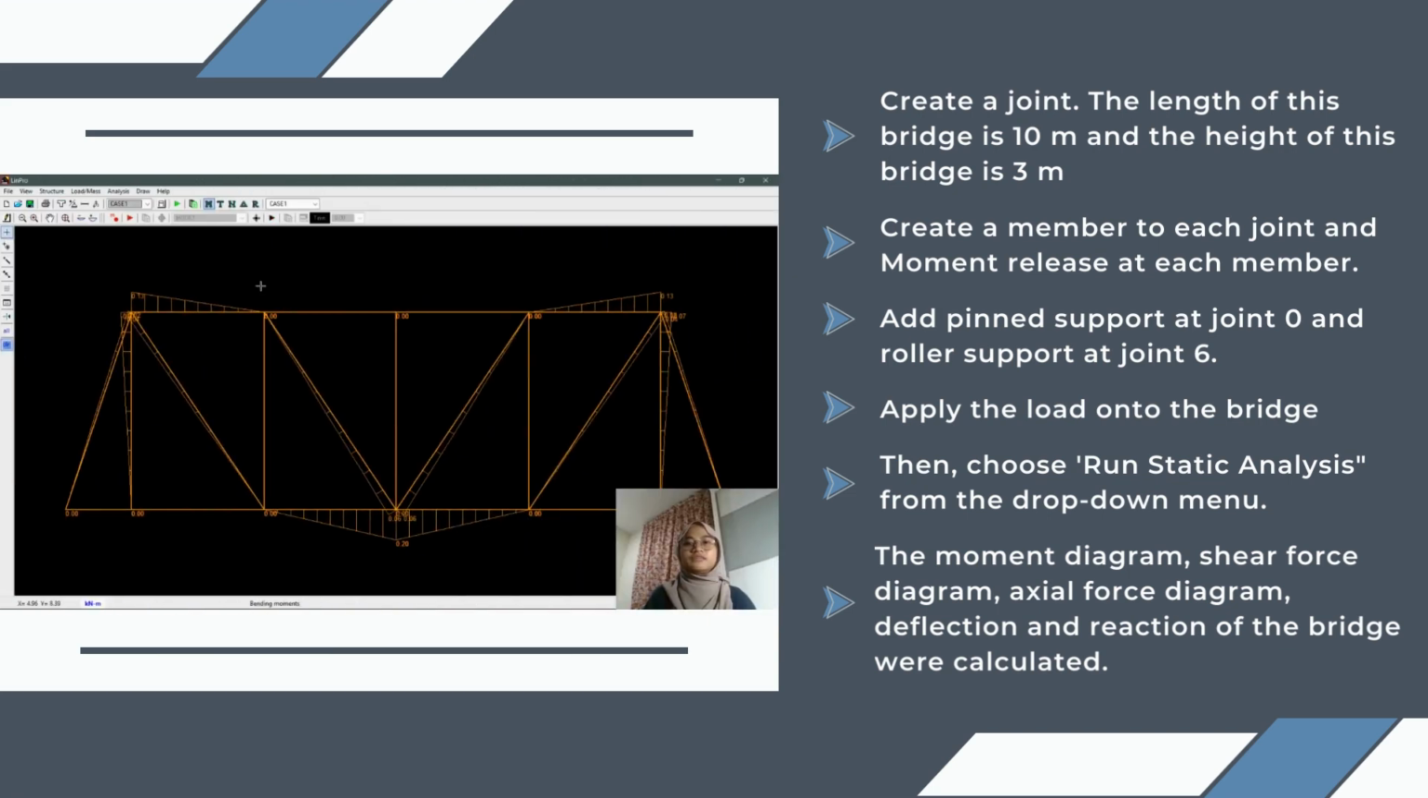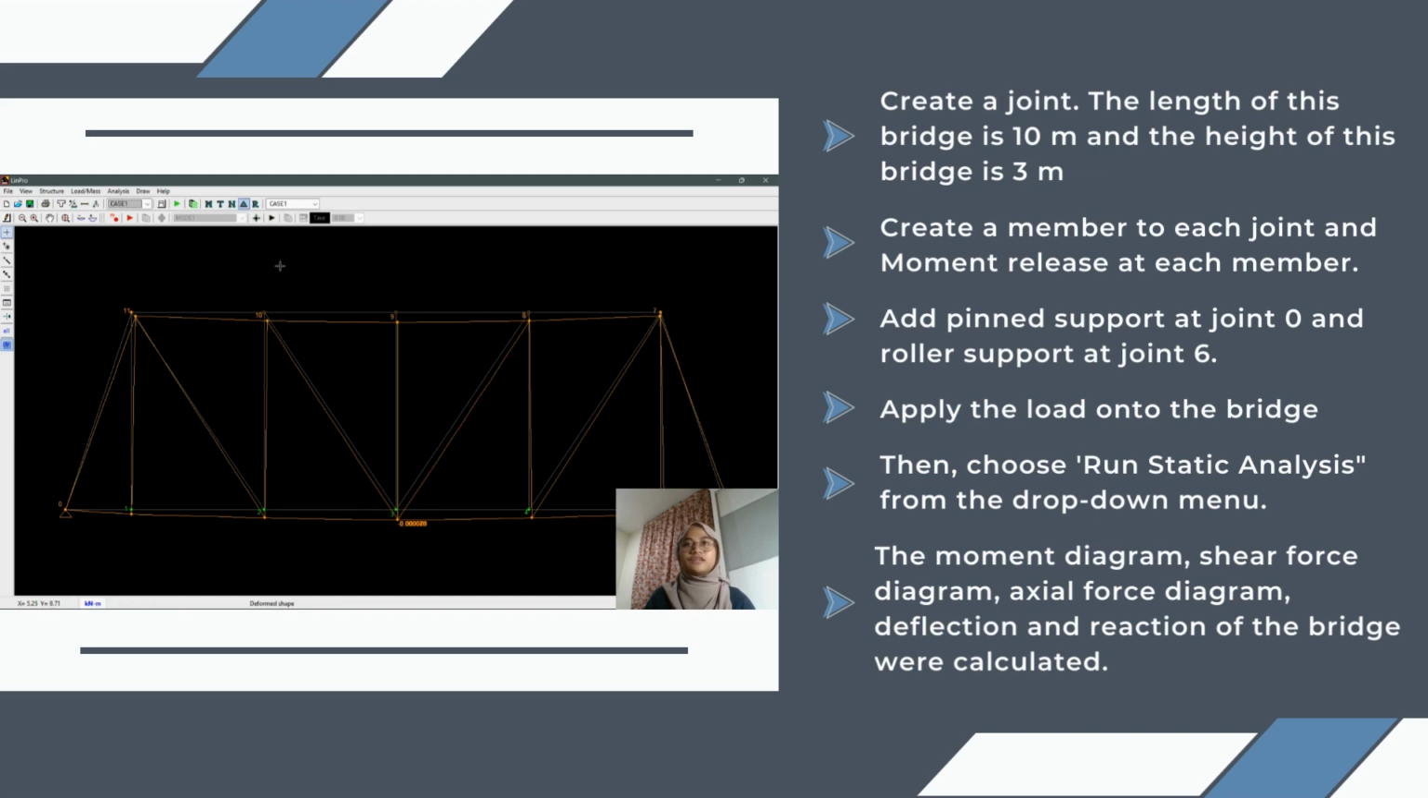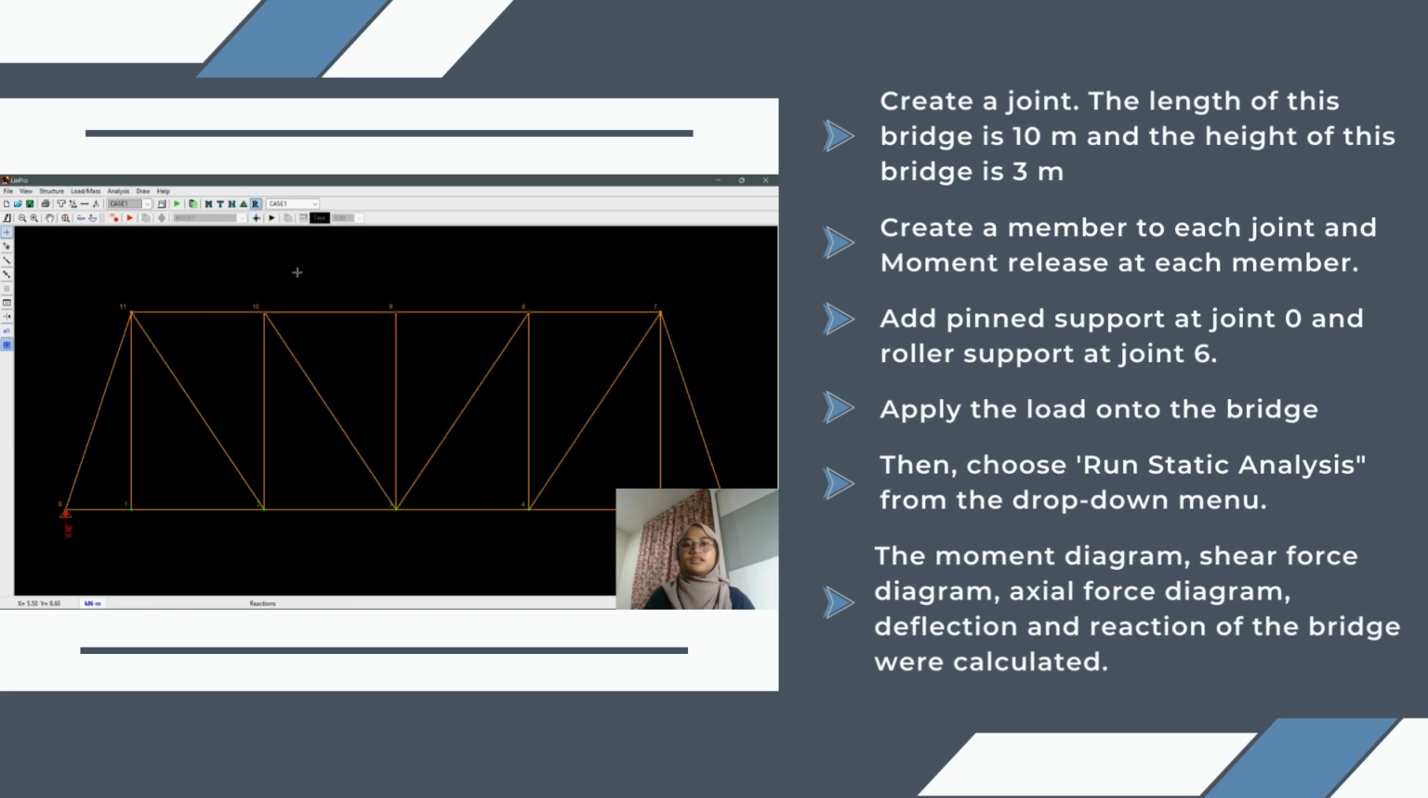So this is the result from the analysis. This shows the moment diagram of our bridge, the shear force diagram, the axial force diagram, the deflection of our bridge, and also the reaction of our bridge.